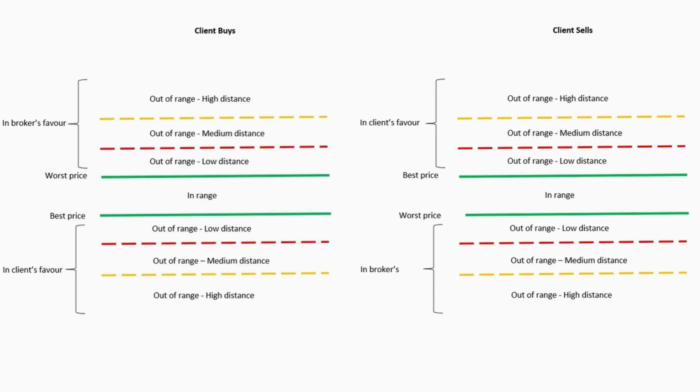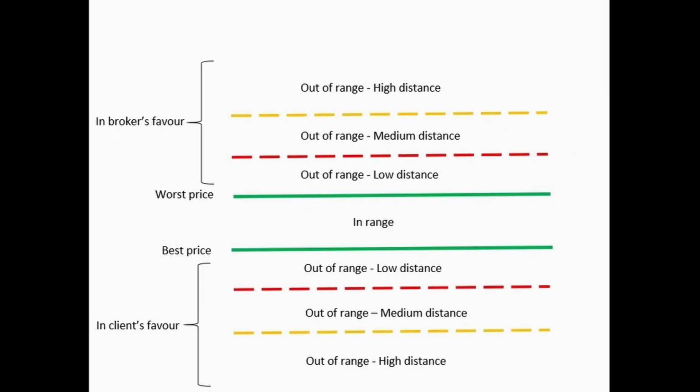We have drawn two diagrams to illustrate this idea. Let's see in the situation where a client buys a financial product from you. In a particular transaction, if the fill price falls in the range between the best price and the worst price in that 1 minute of the transaction, it is considered in range. If the fill price is higher than the worst price, this means that it's out of range and it's in the broker's favor. Depending on your distance settings, the distance column will show you whether it falls in the low, medium, or high distance categories.